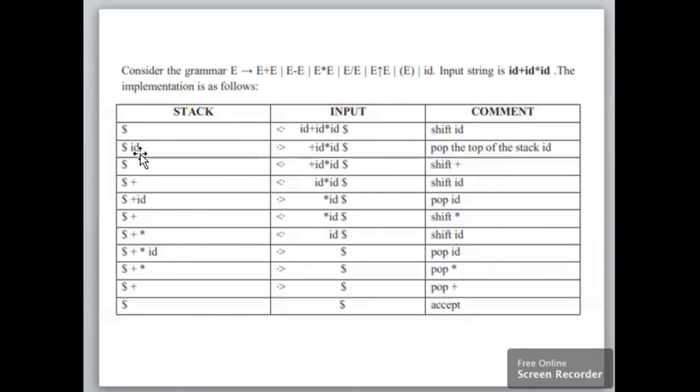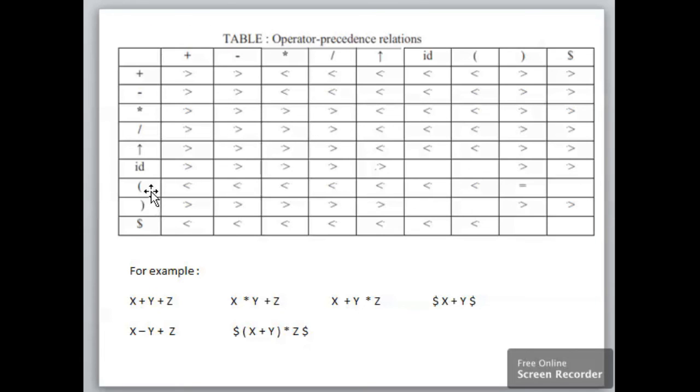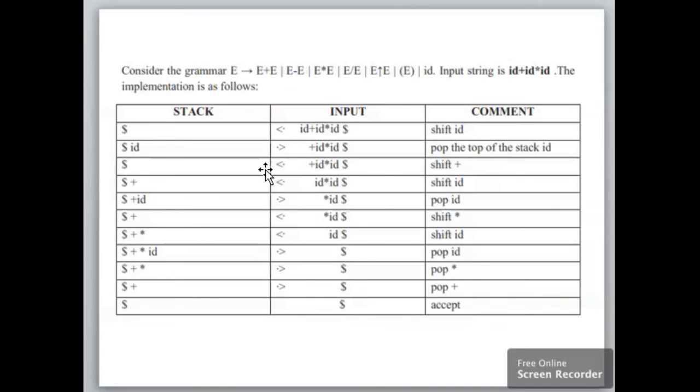Now once it has been shifted, the top of the stack is now ID, and I will be comparing this ID with plus. Once I am comparing with ID plus in my table, ID is going to be the left hand side and plus is going to be the right hand side. So if I check, for example, ID, that is the left hand side, compared with plus. In the table, ID is having a higher precedence. So what I would be putting is a greater than symbol.